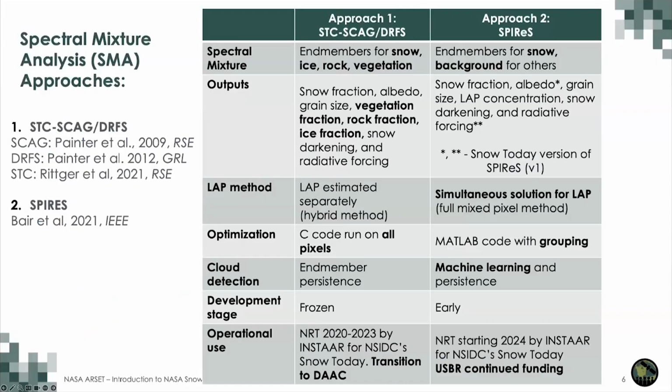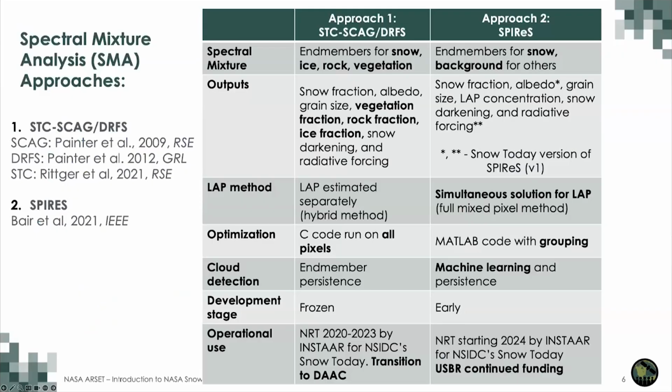Another difference is that Spires solves simultaneously for the snow darkening, or the concentration of the light-absorbing particles, while the STC SCAG DRFS model solves the snow darkening separately. Both algorithms use persistence of the surface to separate clouds, but Spires has a machine learning algorithm to help as well. The SCAG and DRFS algorithms are being adopted by the National Snow and Ice Data Center, Distributed Active Archive Center, and we have a plan to transition the STC algorithm, which gap fills them as well.